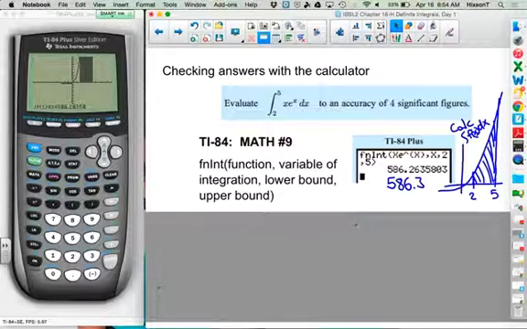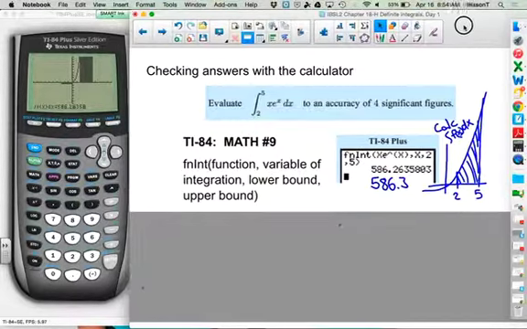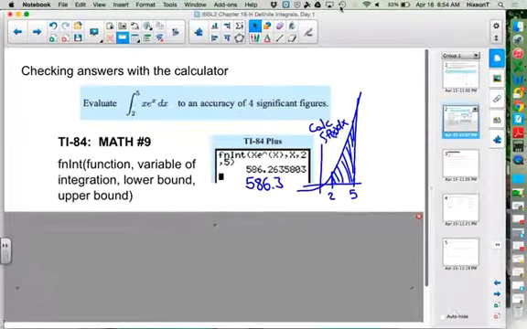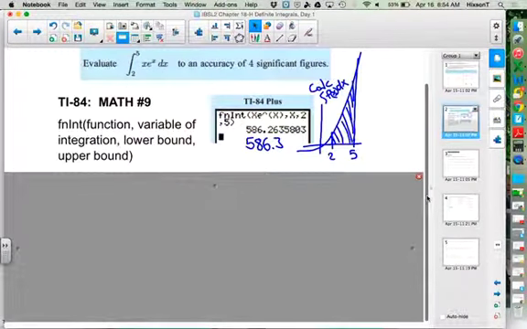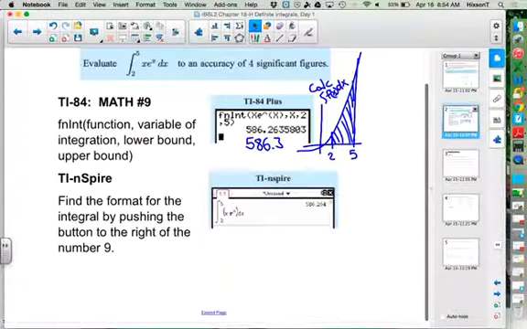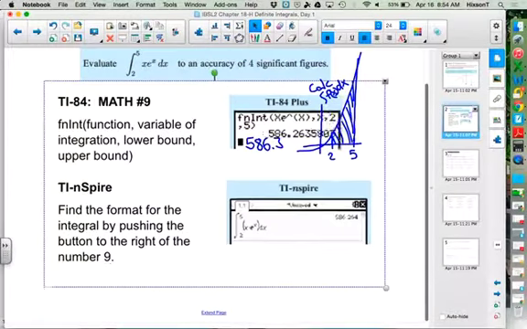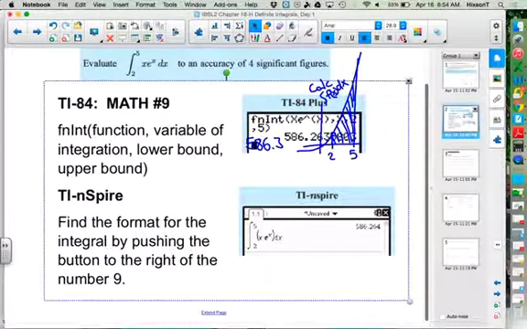Now on the Nspire, it's actually a little bit easier. And I'll show you the button where you can find it. But it's so easy, I'm not even going to take the time to use the overhead to do it. On the Nspire, I will blow that up. You can actually just type it in, just the way you would write it.